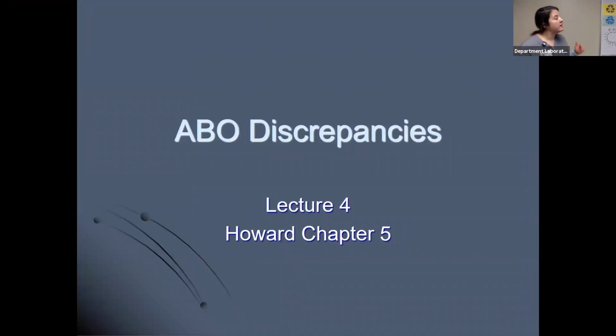Okay, so when we start thinking about ABO discrepancies, I want you guys to break this down. I want you to look at your forward type. Ask yourself, what is my forward type? What antigens are present? Then I want you to look at your reverse type. Ask yourself, does it match? Does it make sense? One way that you can always identify which reaction is probably not correct or is the problem, they will have a weaker reaction.